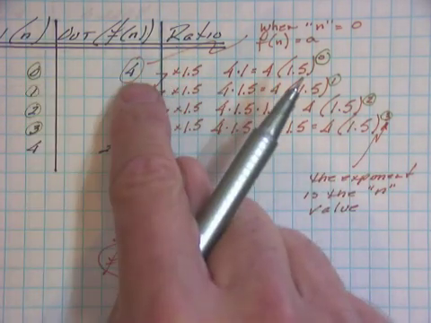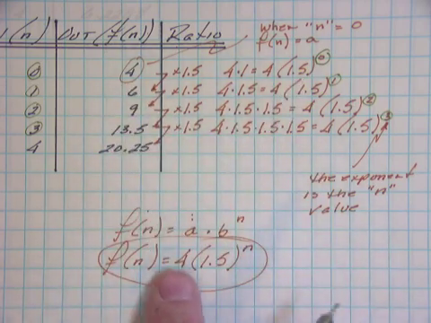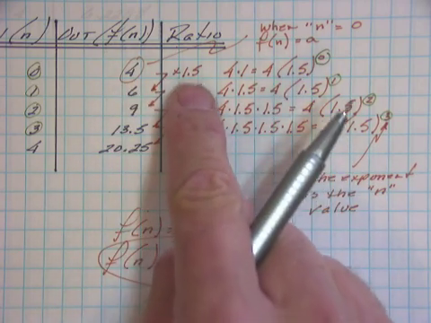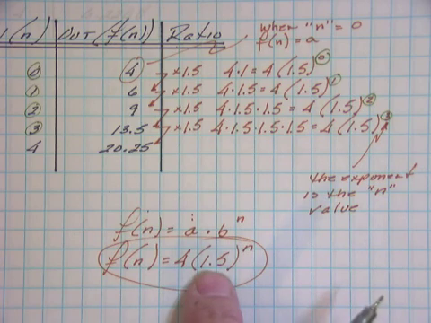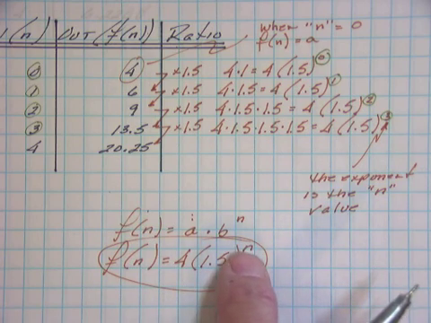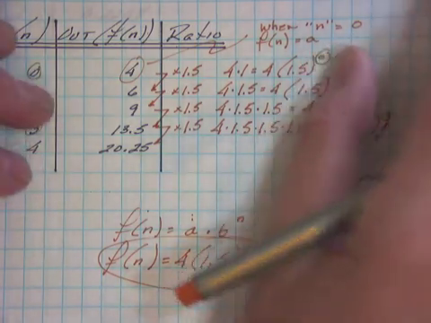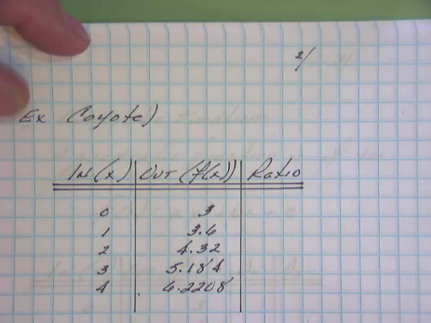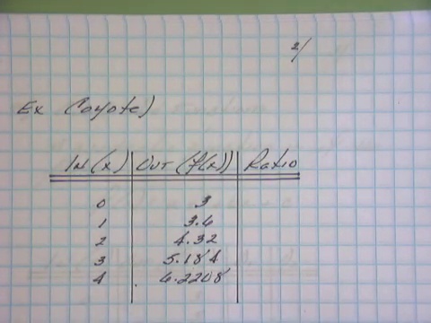Okay? So let's recap. When n equals 0 or x, whatever variable we're using, equals 0, the output value is my a. The ratio that we are multiplying is my b, and we raise it to whether it's x or n or whatever variable that is. And that's how we do these. Let's take a look at another one.